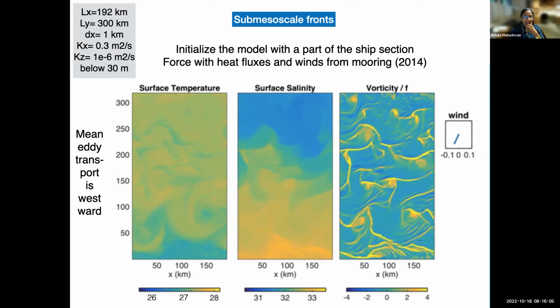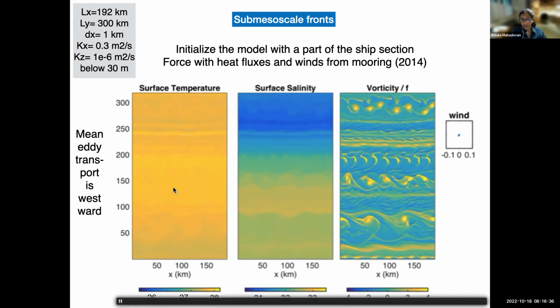Okay, so earlier, a couple of slides ago, I said that fronts spontaneously intensify in the mixed layer, and I'm showing you here a numerical simulation of a front. This is a periodic channel in the east-west direction, and in the north-south direction, there are solid walls. The channel is like 300 and something kilometers in the north-south direction and 196 kilometers in the east-west direction. And I initialized it with a section which was observed in the ocean, and I let it go, okay?